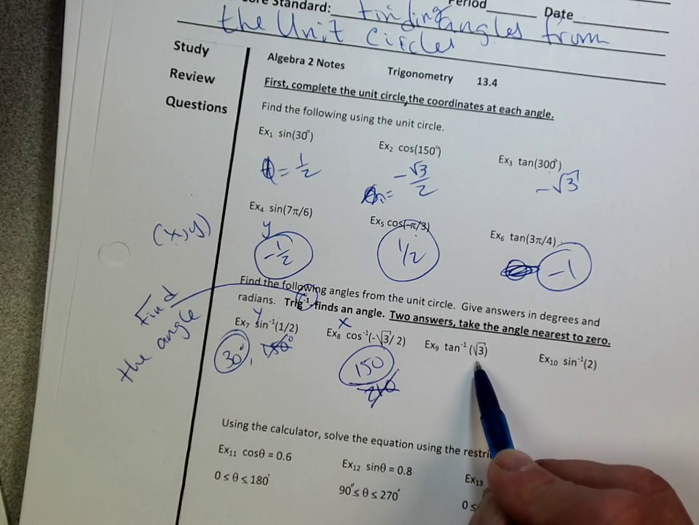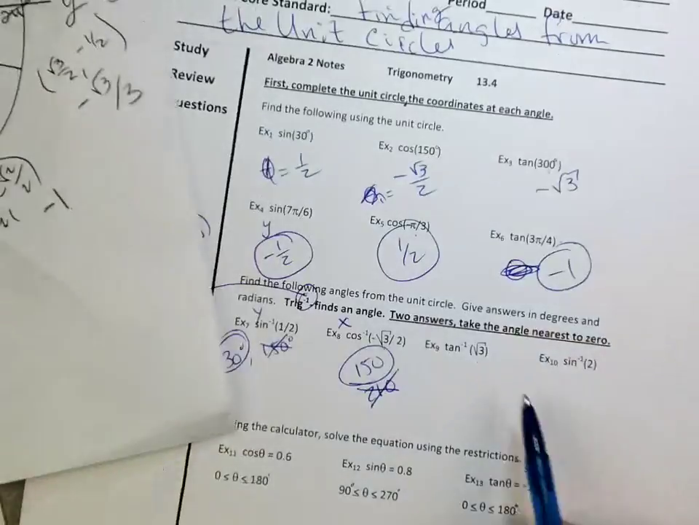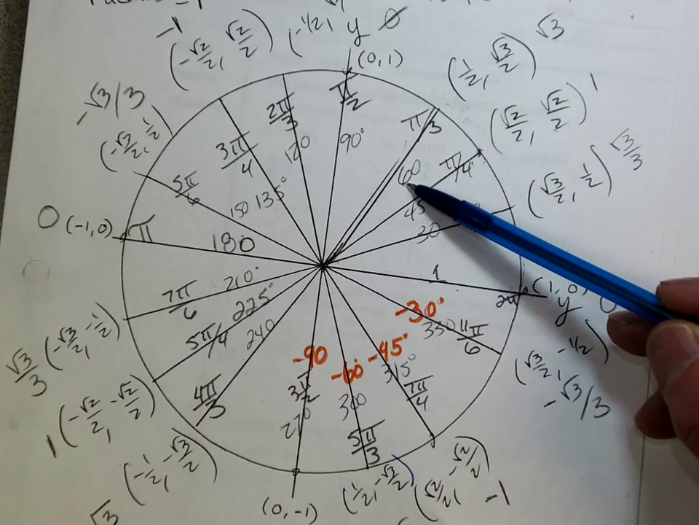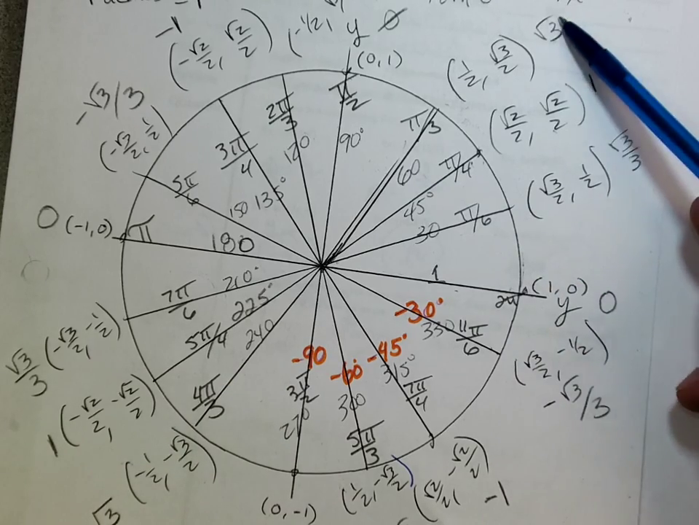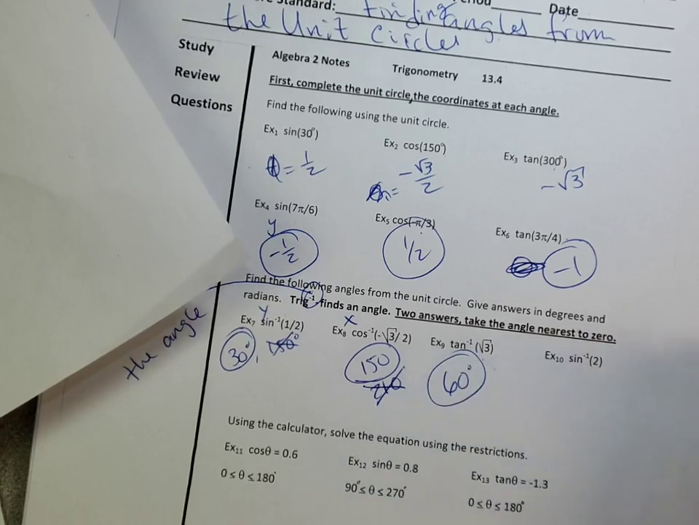Tangent inverse of square root of 3. We're looking for the y over the x, or the values on the outside. Square root of 3 is right here, which is 60 degrees, but it's also at 240. So it's both 60 and 240. Okay, you see it? So we want the 60, because 60 degrees is closest.